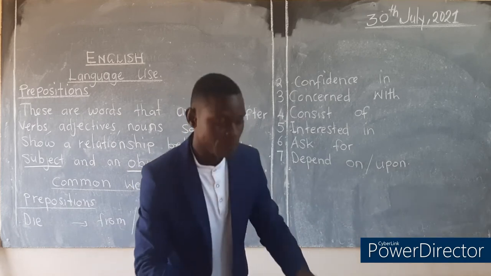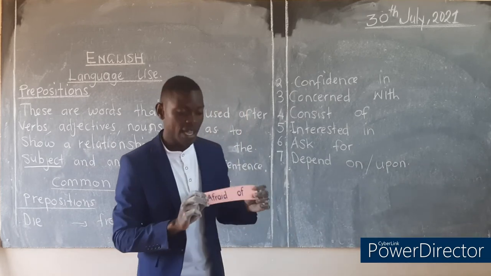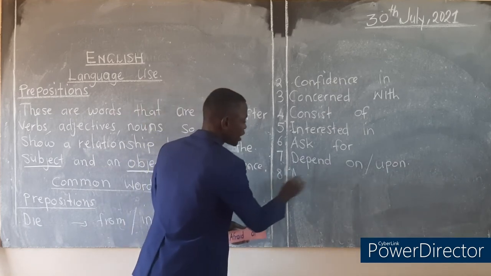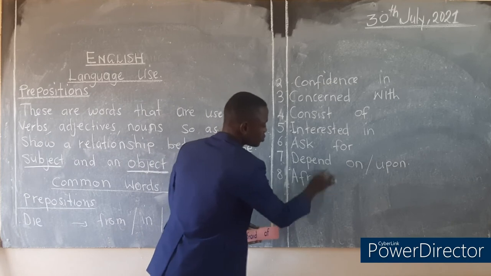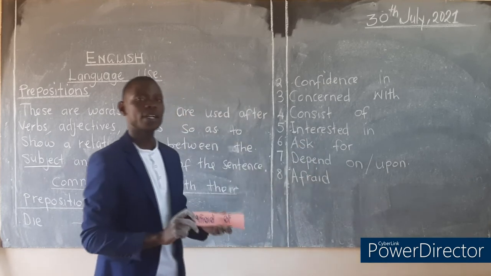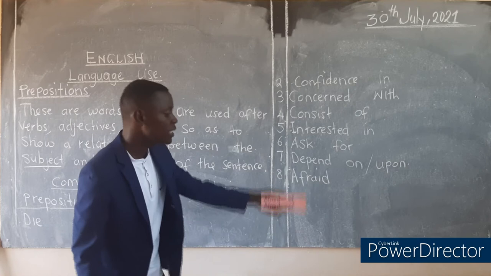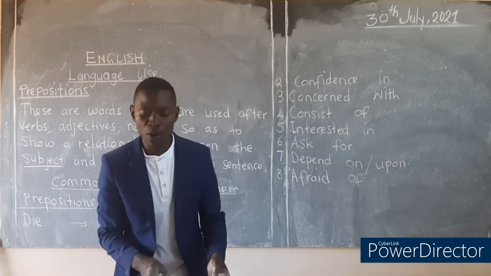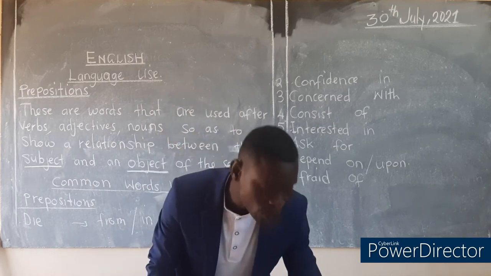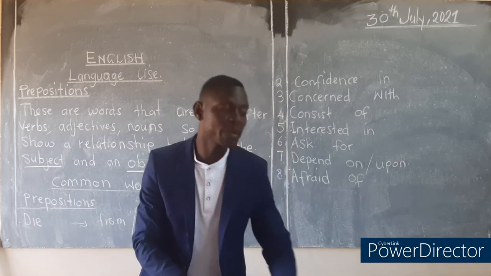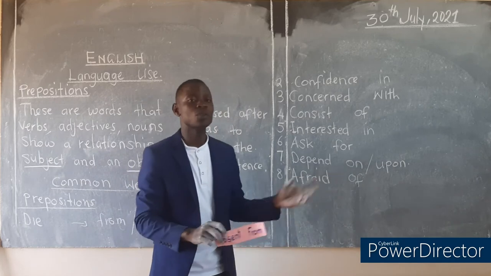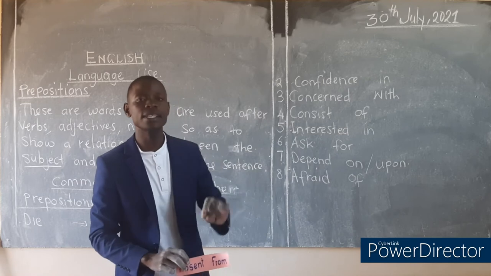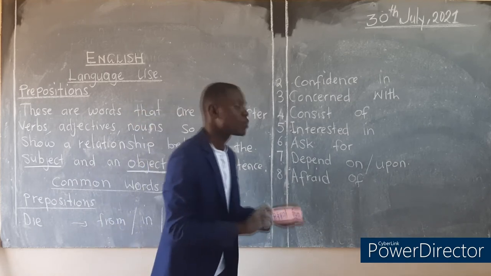Then we also have another one, which is afraid. What is the preposition of the word afraid? The preposition of the word afraid is of. I'm afraid of this. I'm afraid of you, okay? They don't just make you know, maybe come up with those words. They use the preposition so that the word or the sentence is correctly constructed.